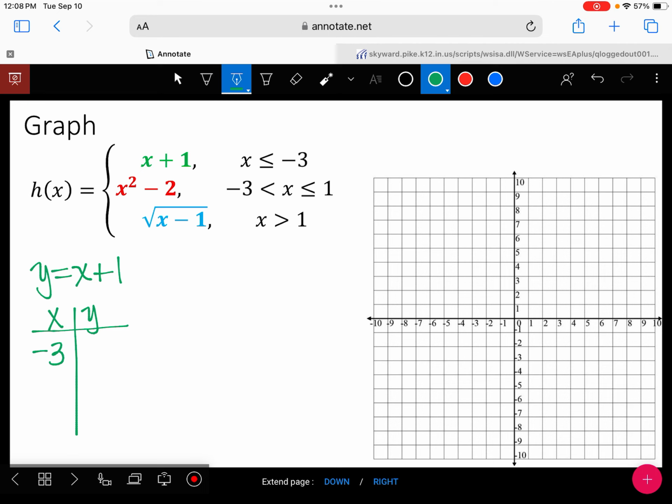So could I use 0? No, my bad. What's some numbers I could use? -4, -5. Okay, that works. Let's go ahead and plug it in. So take -3 plus 1, -4 plus 1, and -5 plus 1.